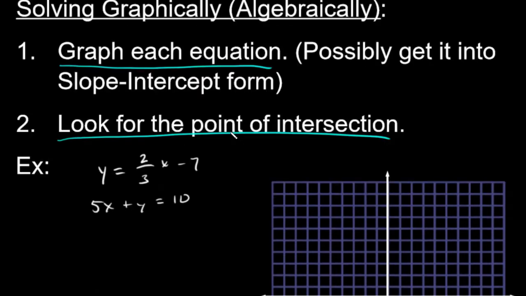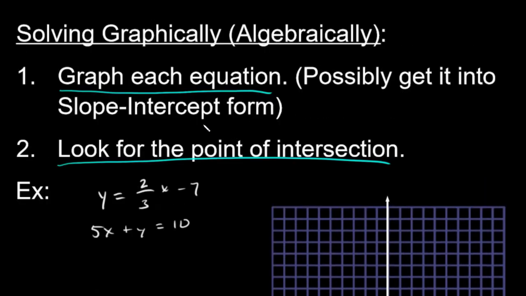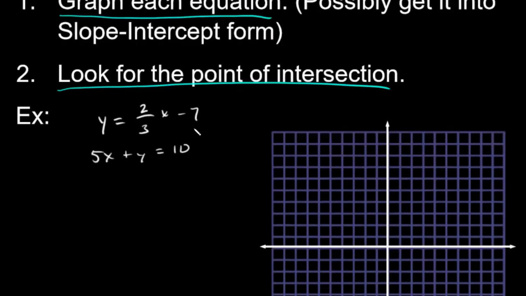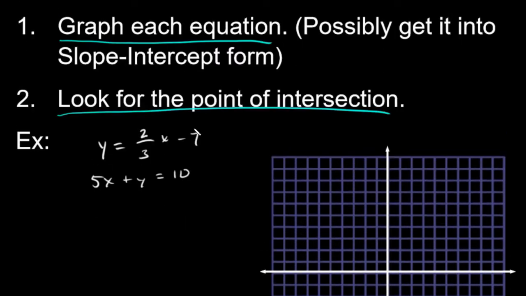Okay, so the steps are pretty easy. You just graph each equation and then look for the point of intersection. All right, so I would go ahead and write these steps down. They're probably pretty basic, but it's good that you have the guidance in your notes whenever you're looking at homework. One of my tips to you guys is to possibly get it into slope-intercept form, right? If you are a fan of slope-intercept form and that's the way that you can graph these most accurately, then go ahead and do that. And if you can graph them in standard form, then that's fine too. It doesn't matter, so long as you just graph them.